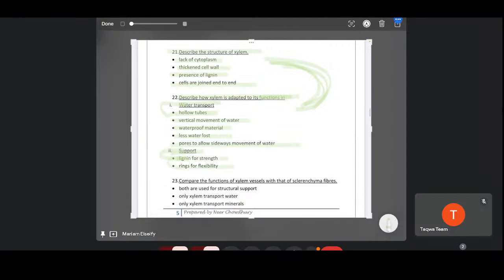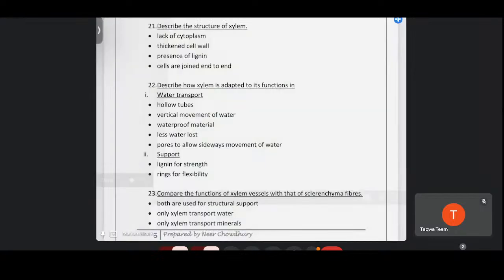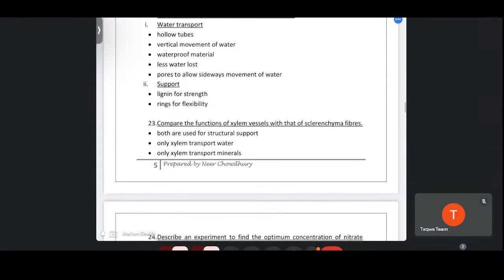Okay. Compare the function of xylem vessels with the sclerenchyma fibers. So basically, both are used for structural support, and only xylem transports water, and only sclerenchyma fibers transport minerals. Because xylem transports water, there is a mistake over here, guys. There is a mistake here because xylem only transports water, right?